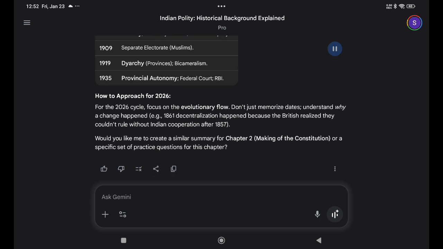How to approach for 2026. For the 2026 cycle, focus on the evolutionary flow. Don't just memorize dates, understand why a change happened. For example, 1861 decentralization happened because the British realized they couldn't rule without Indian cooperation after 1857.